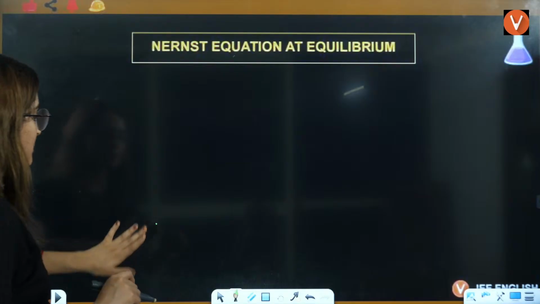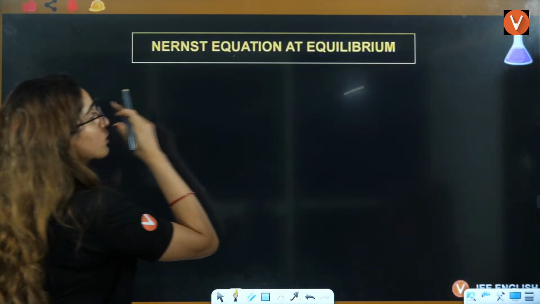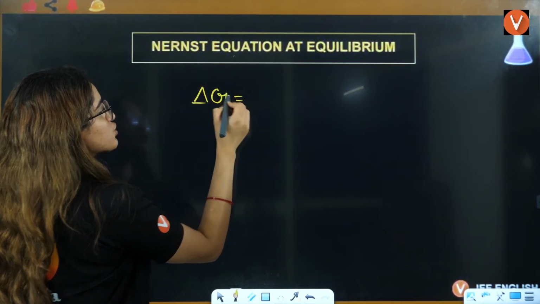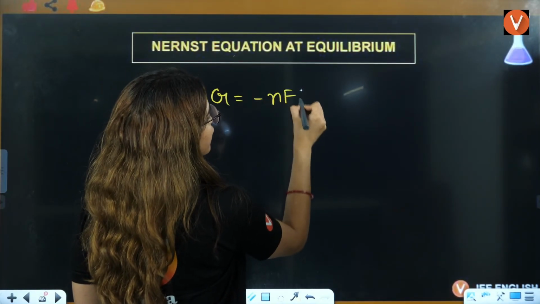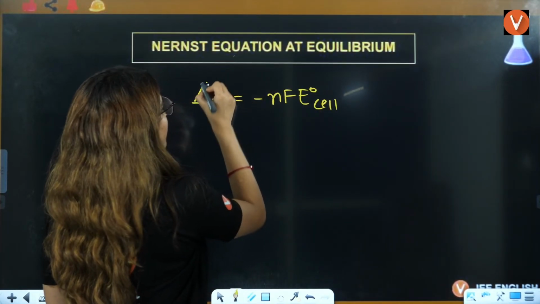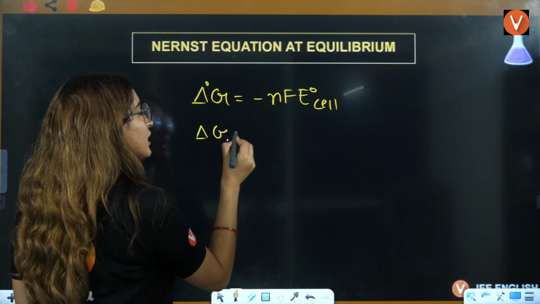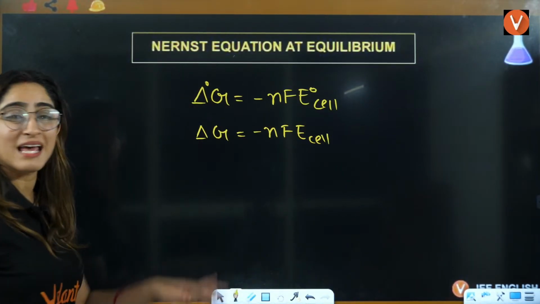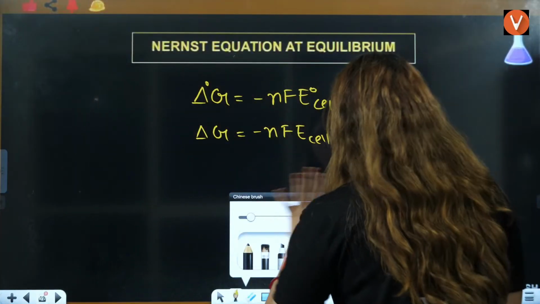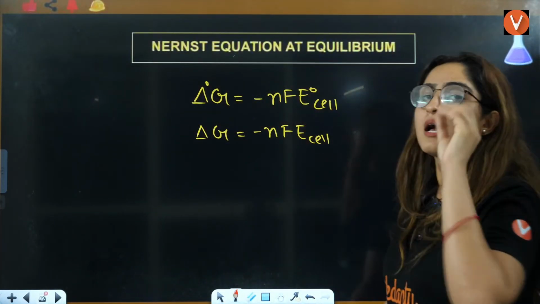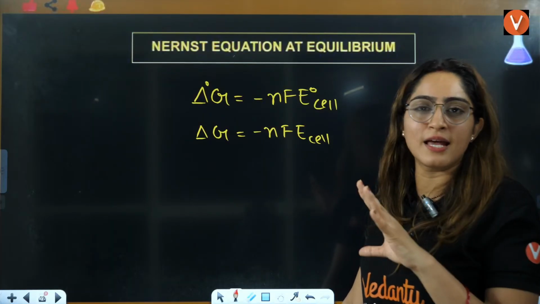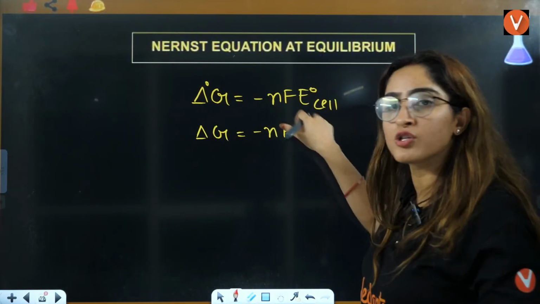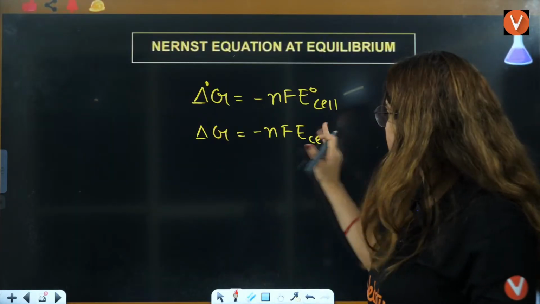The next formula is, if you talk about the Gibbs equation. So we know that delta G is equal to minus nFE naught cell. And delta G naught is minus nFE cell. This is another formula, a general formula. I am not saying this at equilibrium. This is a general formula for how Gibbs free energy and E naught cell are related to each other. If you're taking standard Gibbs free energy, this is also standard. If you're taking general Gibbs free energy, this is also general.